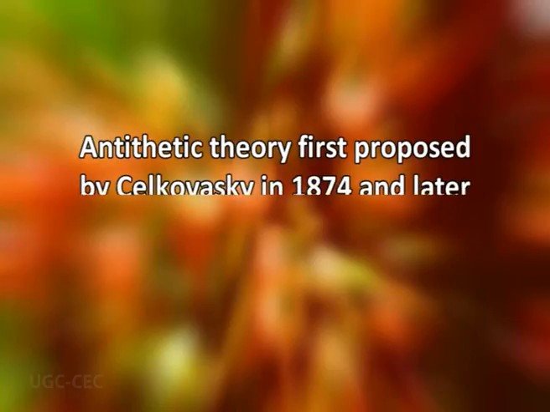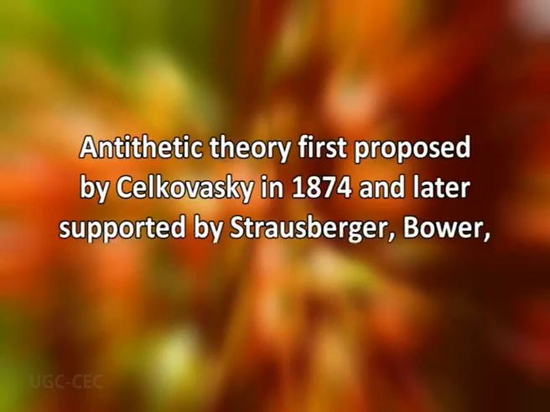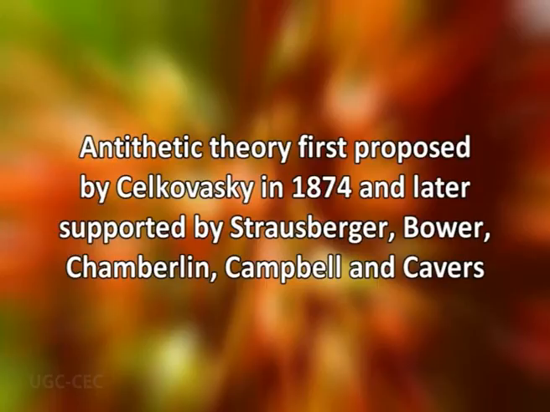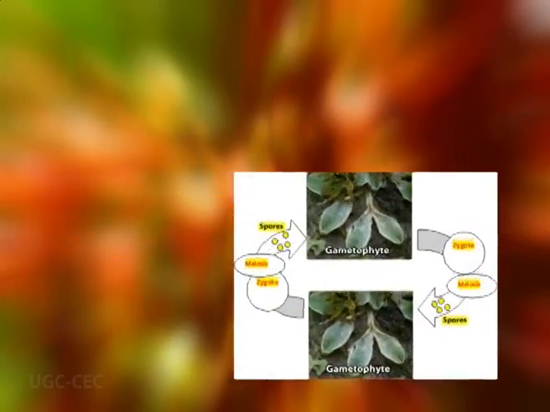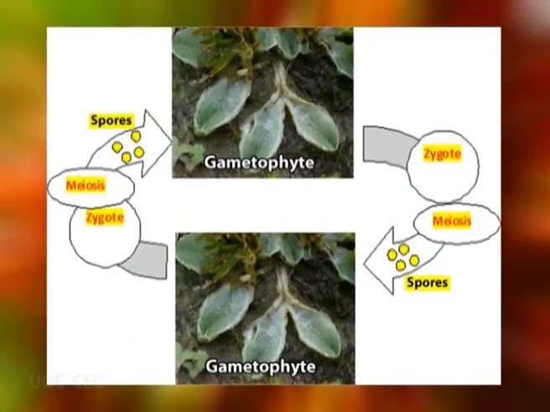The second theory is the antithetic theory. This theory was first proposed by Lotsy in 1874 and later it was strongly supported by Strasburger, Bower, Chamberlain, Campbell and Cavers. According to this theory, the gametophytic generation is the original one and sporophyte was added to the life cycle, intercalated between two successive gametophytic generations.